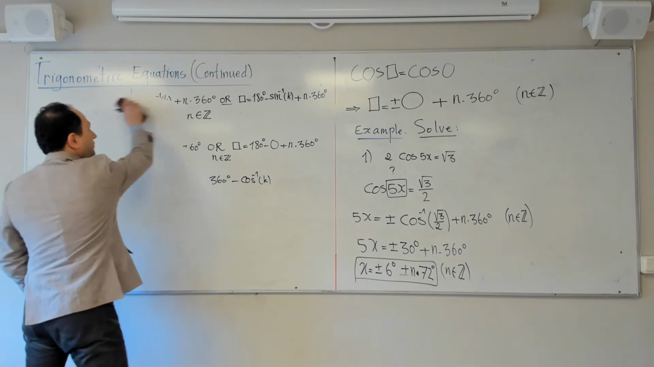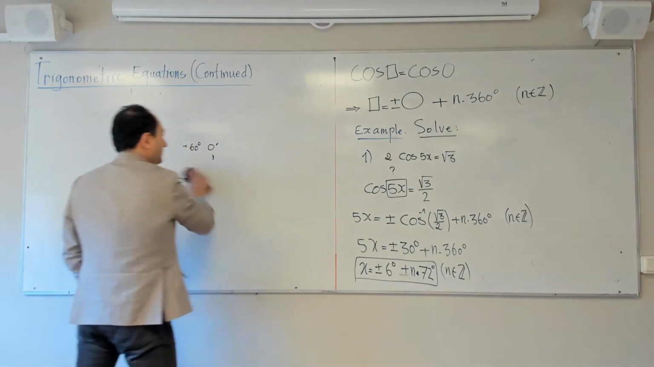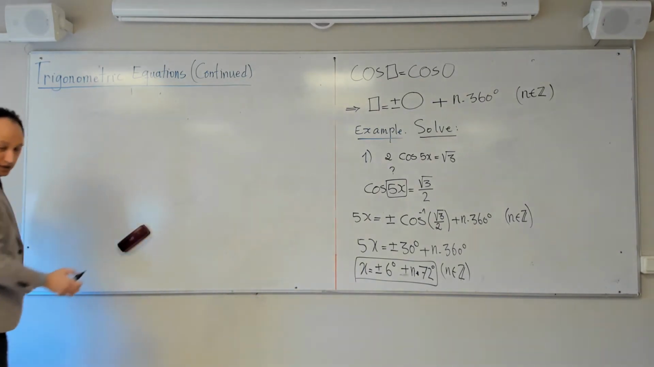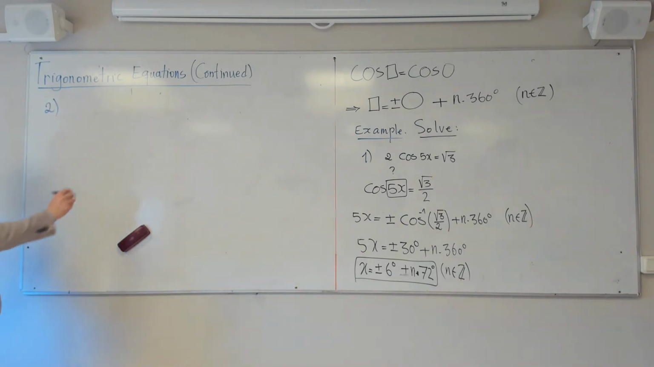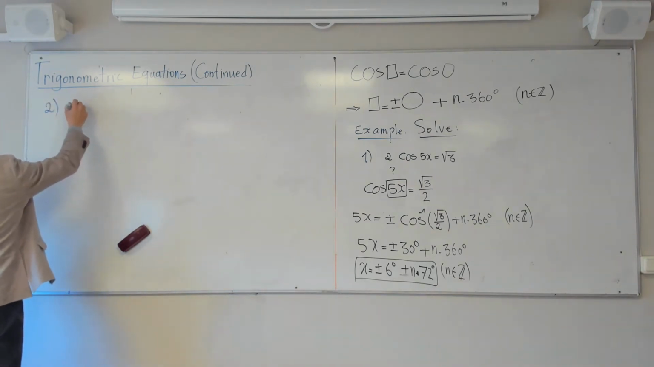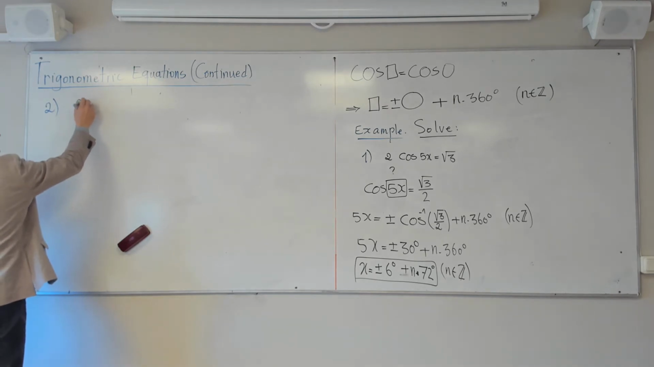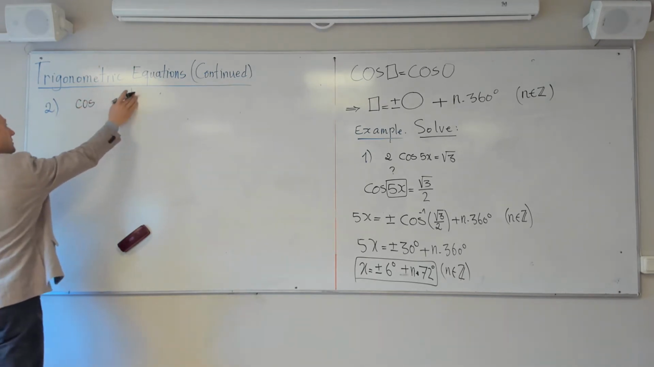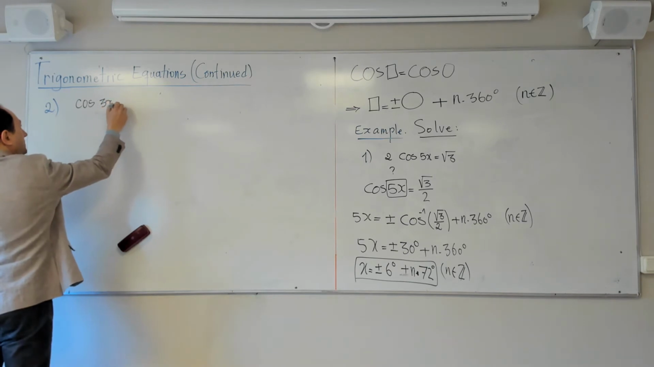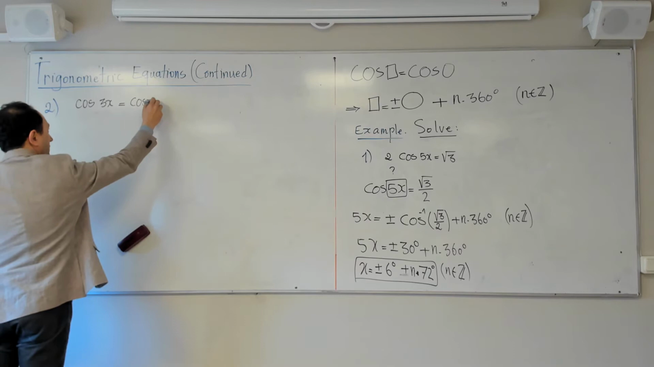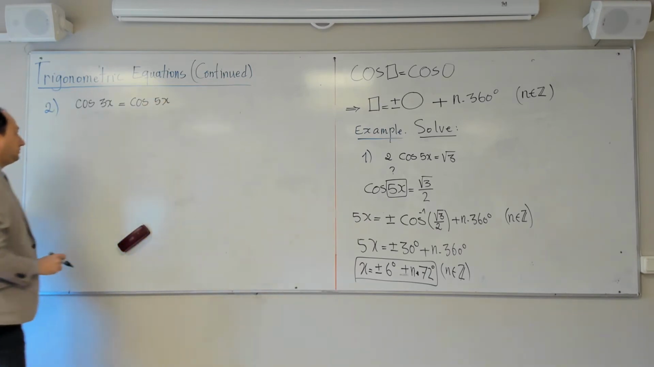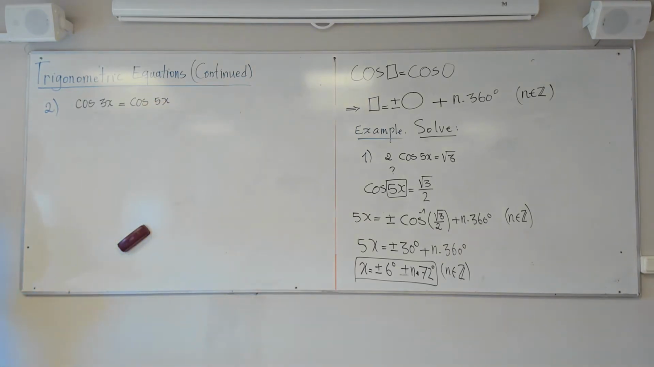Okay, let me just give you this example, and then we can move on to tangent, which is a little bit more technical. So here, number 2, let me write this, for example. Cosine 3x is equal to cosine of 5x. So we want to find x.